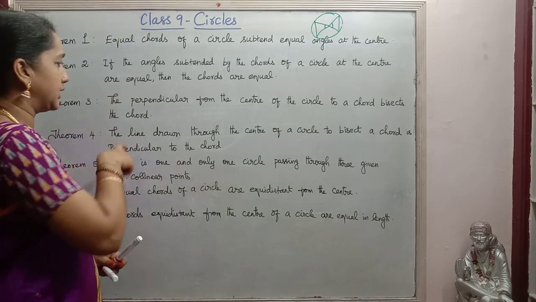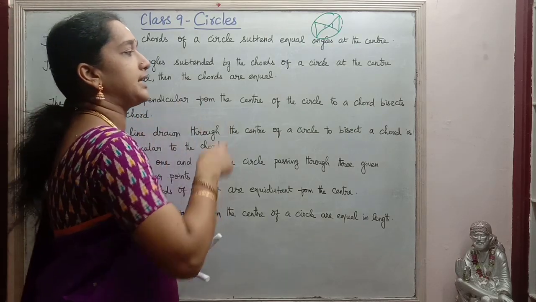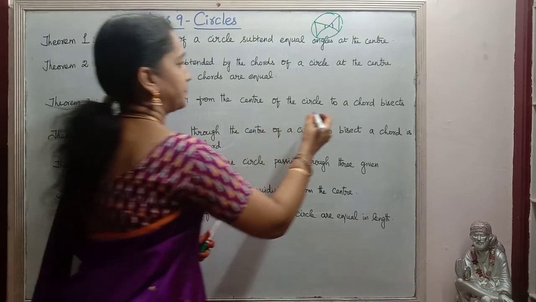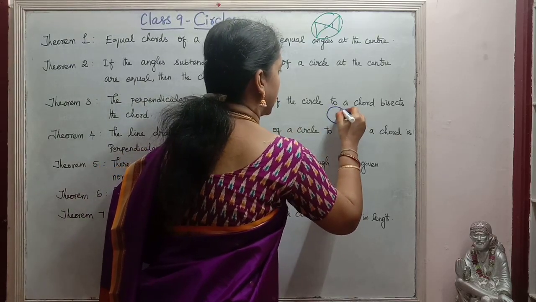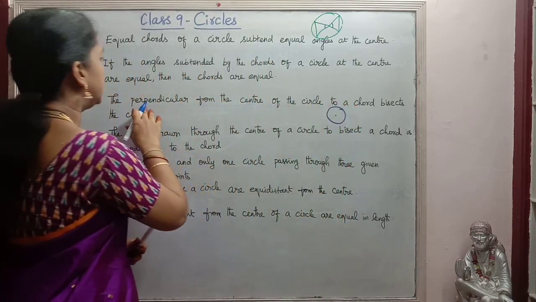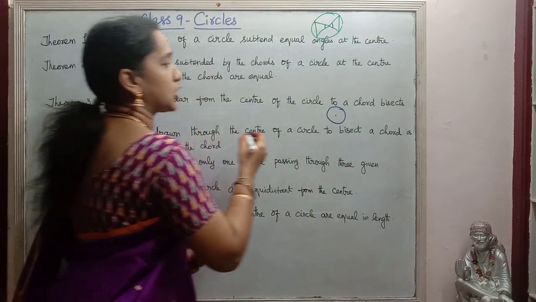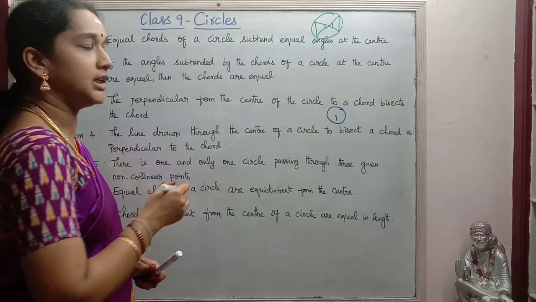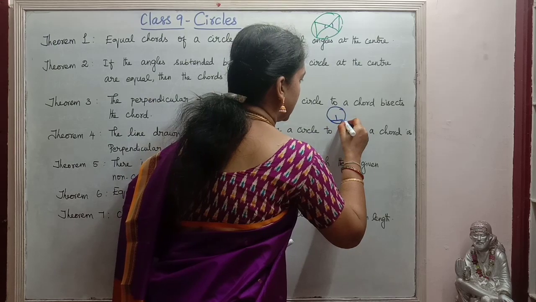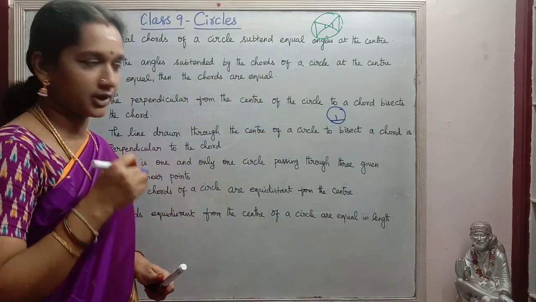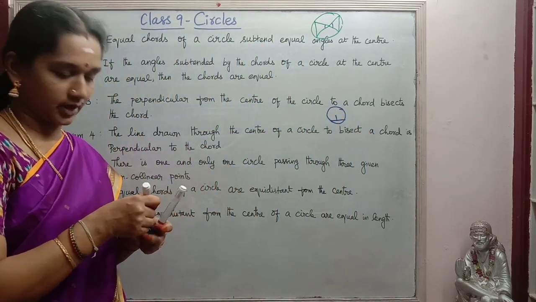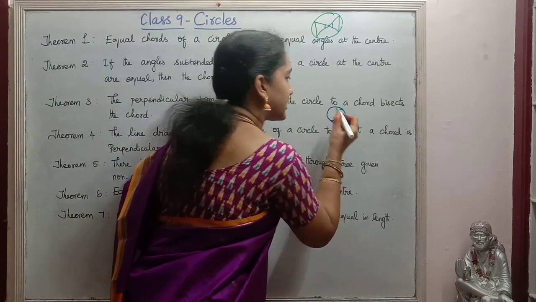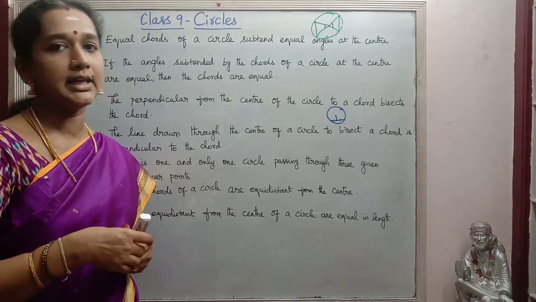Then the third one is: the perpendicular from the center of a circle to a chord bisects the chord. So if we take a circle, the perpendicular from the center of the circle to a chord bisects the chord. That is, this length and this length of the chord will be equal.